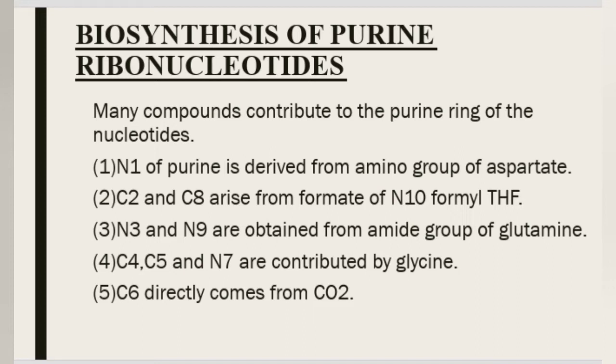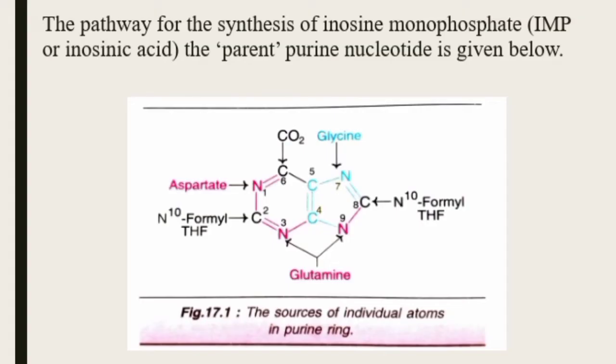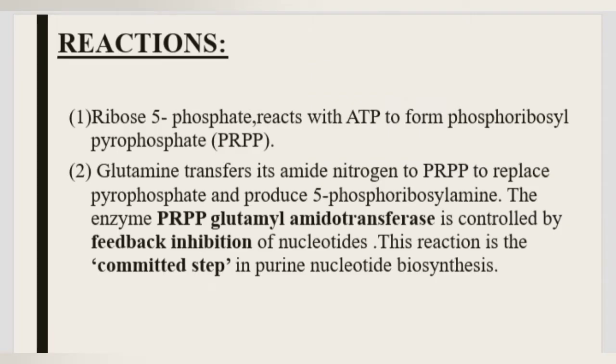And it should be remembered that the purine bases are not synthesized as such, but they are formed as ribonucleotides, and the purines are built upon a pre-existing ribose 5-phosphate. As we already know, the liver is a major site for purine nucleotide synthesis, whereas erythrocytes, leukocytes and brain cannot produce purines. So here is the source of individual atoms in the purine ring. Now let's look at the reactions in the biosynthesis of purine.